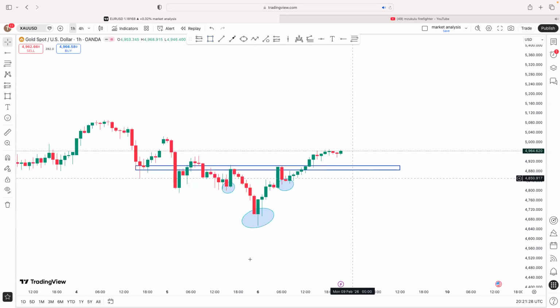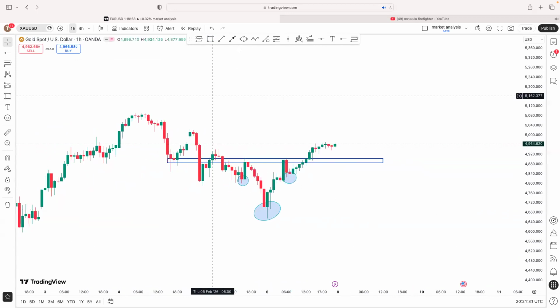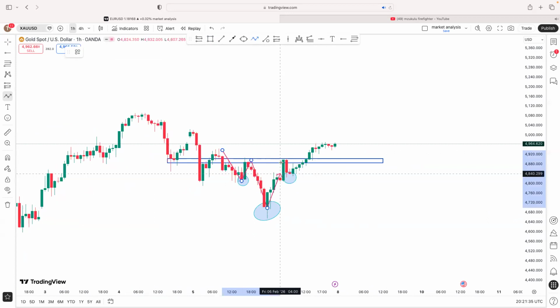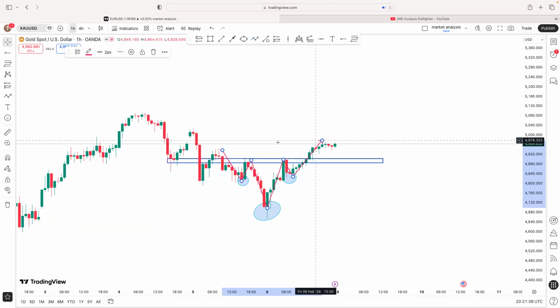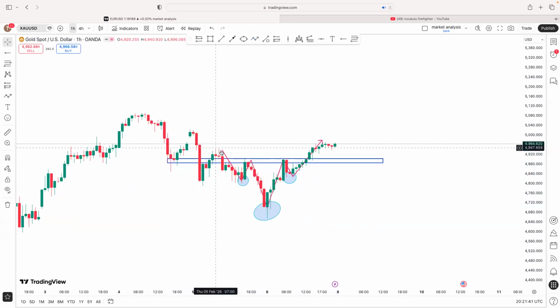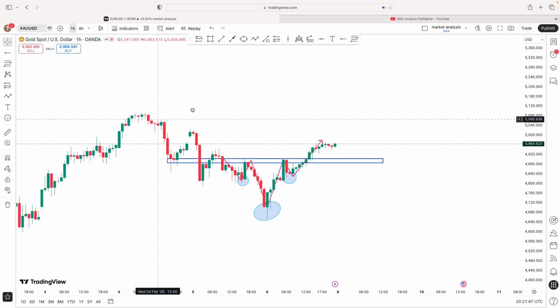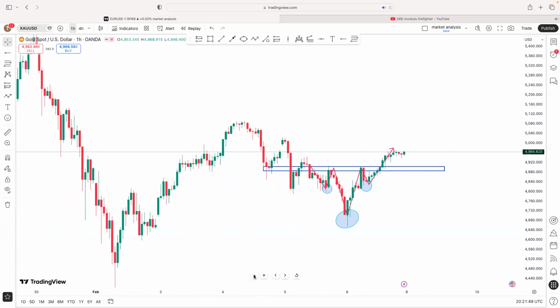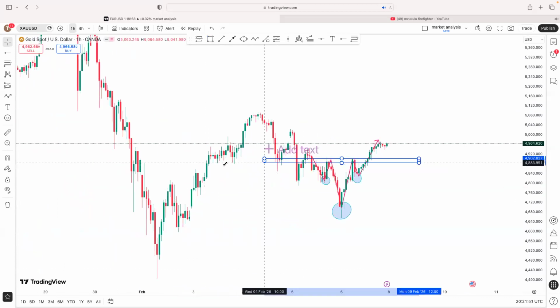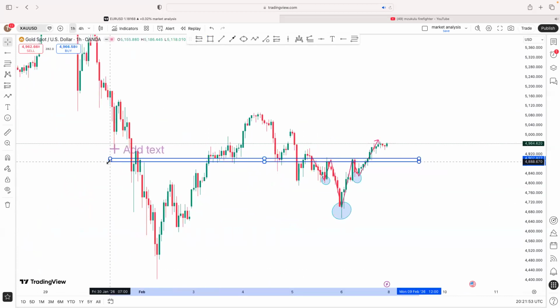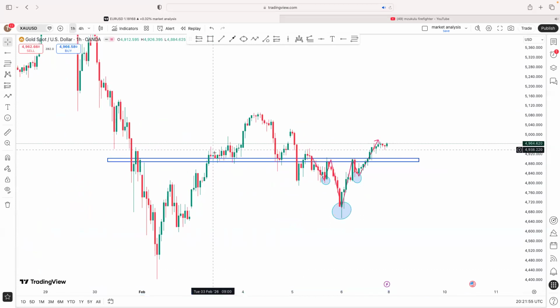What does an inverse head and shoulder symbolize in the market? So this is the left shoulder, this is the head, this is the right shoulder, and then the market continues to go up, right? What does the neckline symbolize in the market? It symbolizes reversal, right? Now, I want you to pay attention to this as well. The very same particular area, which is the neckline, is an area of interest.